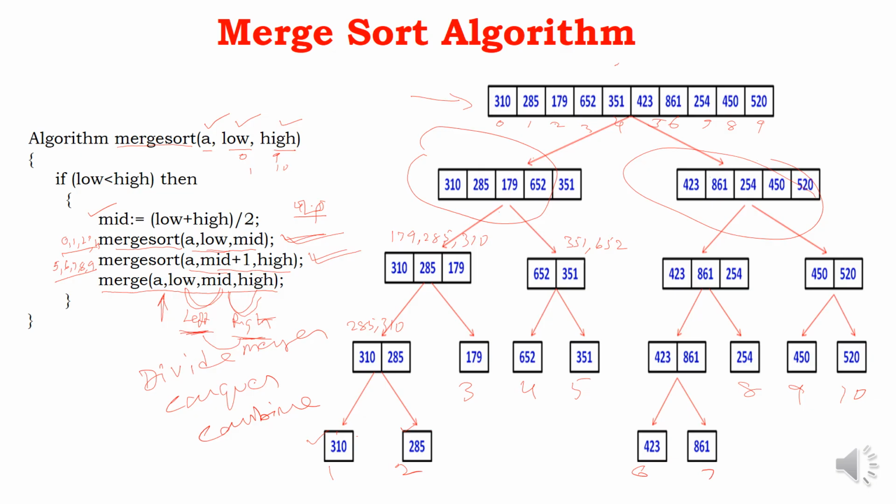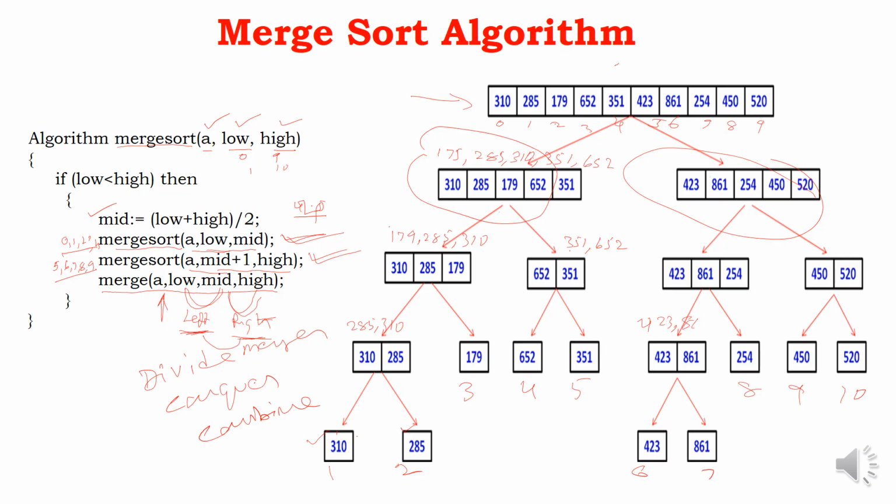652. So this is a smaller subarray and this is a smaller subarray. These two arrays are merged again to form a bigger sorted subarray. So 179, 285, 310, 351, 652 forms a sorted array. So this is a sorted array and this is a sorted array. These two sorted arrays are merged together to form a bigger sorted array. In the same fashion, from this side also, the elements will be sorted.